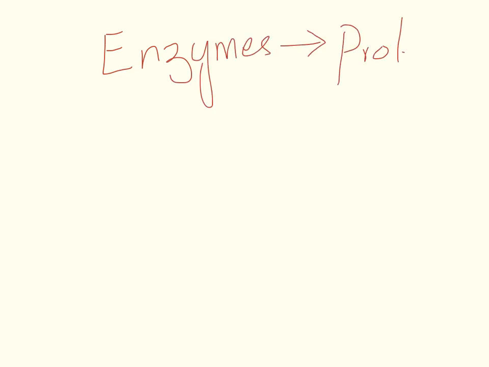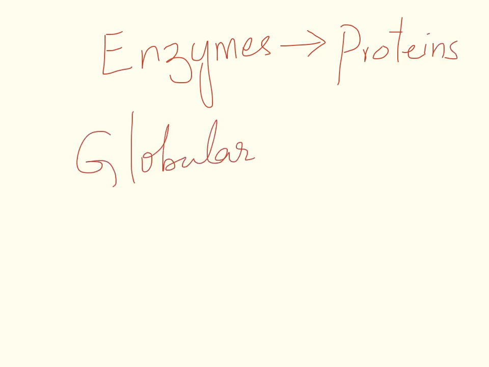Okay, so we said enzymes are proteins. What type of proteins are these? These are globular proteins. What is a globular protein? A globular protein is a protein that has a compact structure because of the interactions of the R groups.